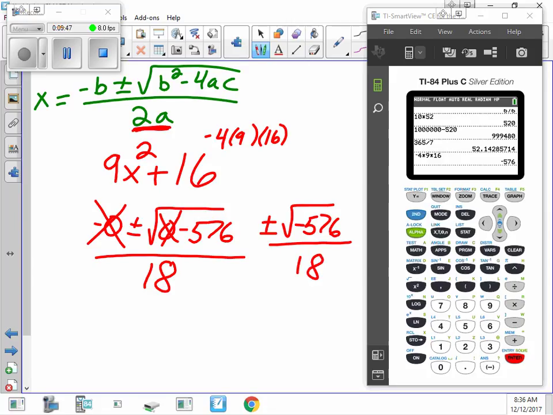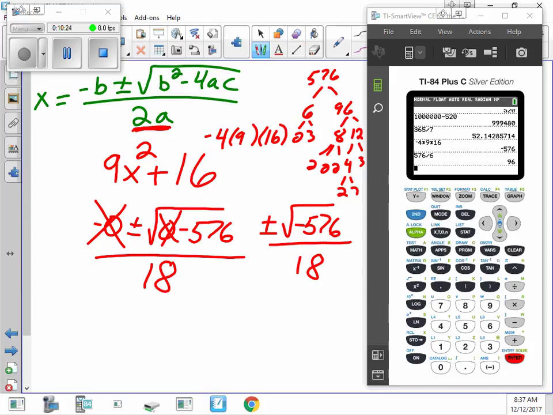Okay. Well, what goes into 576? If I add the digits together, 5 plus 7 is 12 plus 6 is 18. So 3 goes into it, but 2 also goes into it, so I know 6 will work. All right, 576, 6 and 96. This would be 2 and 3. This would be 8 and 12. 2, 2 and 2. 4 and 3. 2 and 2. So I'm going to get rid of everything that factored.